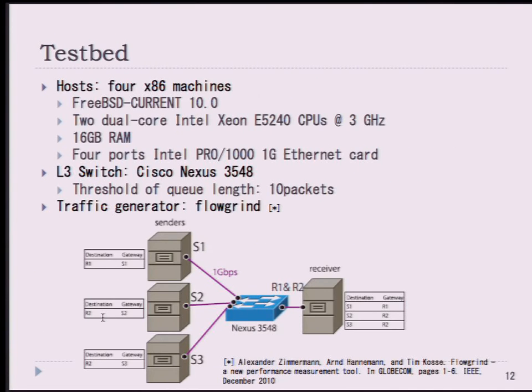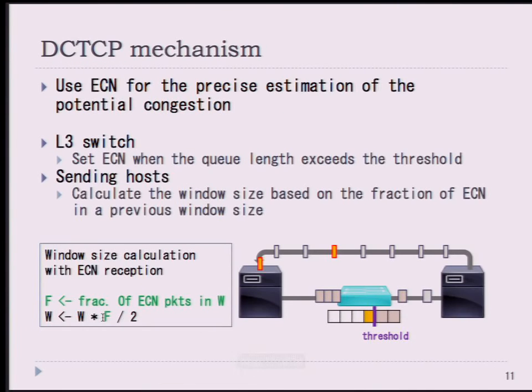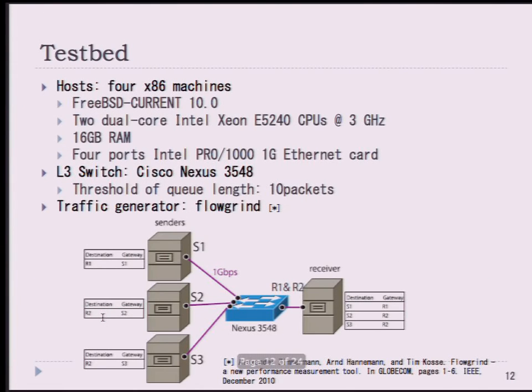So the DCTCP sender reflects this information to window control like this. This is why DCTCP achieved faster transmission time than TCP and without packet losses. So we did a simple experiment to verify the DCTCP performance.